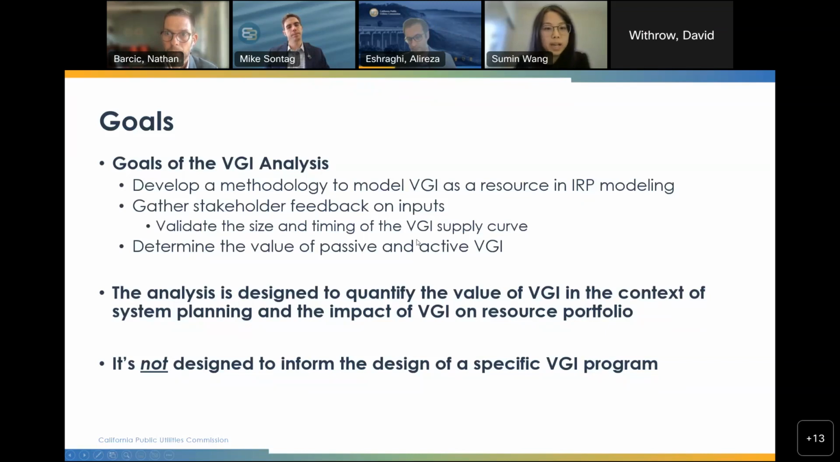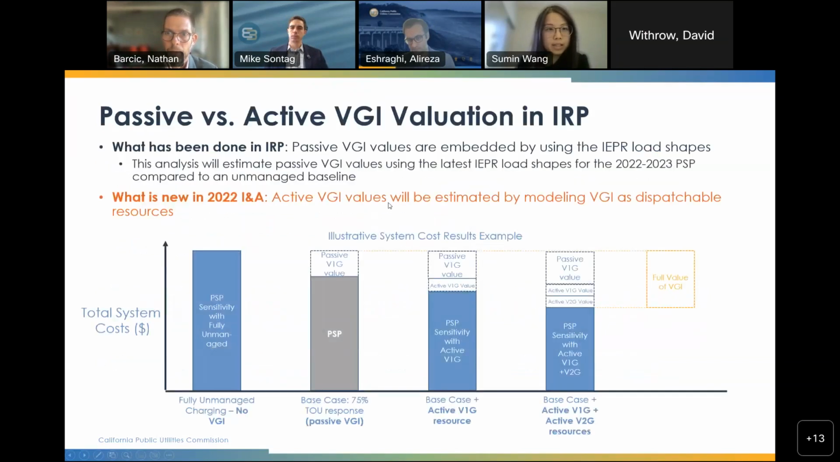I want to clarify that this analysis is designed to quantify the value of VGI in the context of system planning, and also to evaluate the impact of VGI on resource portfolio. It is not designed to specifically inform a design of a specific VGI program. If we can go to the next slide.